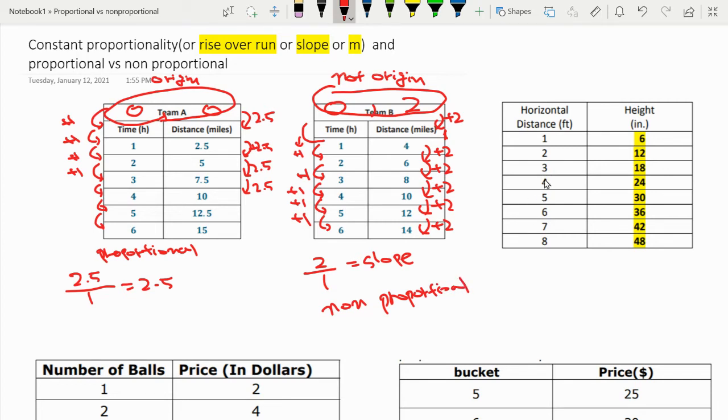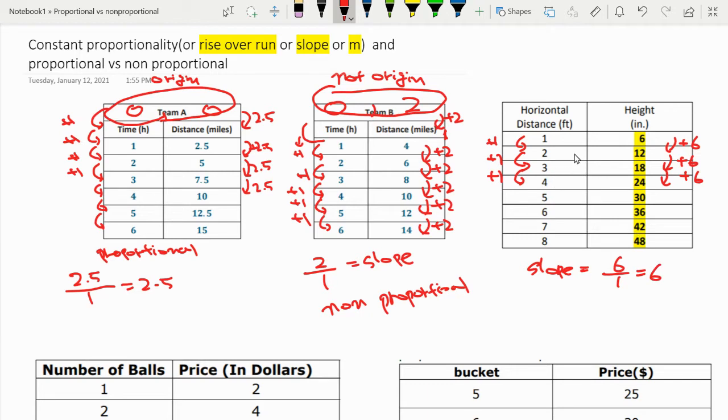All right, let's do another one. So 1 becomes 2, so I'm adding 1. 2 becomes 3, I'm adding 1. 3 becomes 4, I'm adding 1. My pattern is I'm adding 1. Let's see on the other side. 6 becomes 12, so I'm adding 6. 12 becomes 18, I'm adding 6. So the pattern here is I've been adding 6. So my slope, or constant of proportionality, is 6 over 1, which is 6.